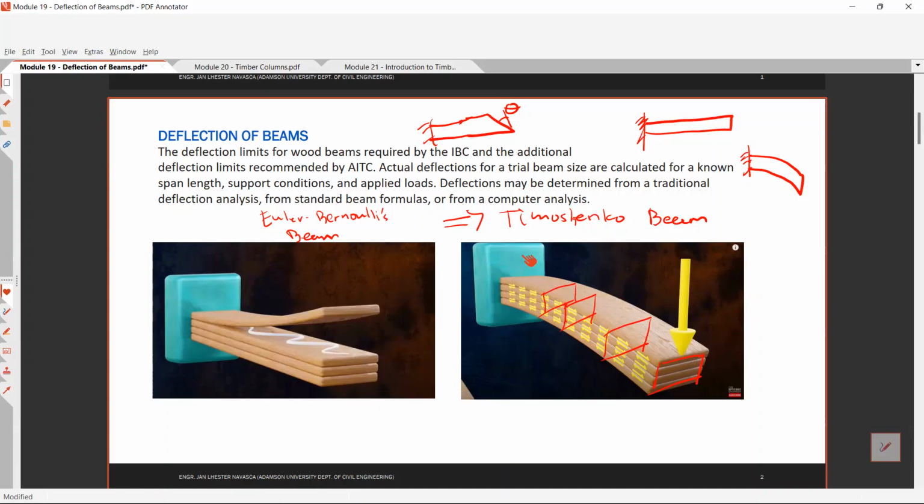So again, the traditional deflection analysis and standard beam formulas fall under Euler-Bernoulli beam theory. Then in computer analysis, you can use either the Euler-Bernoulli beam or the Timoshenko beam. That is possible here. So that is just another trivia for the class.